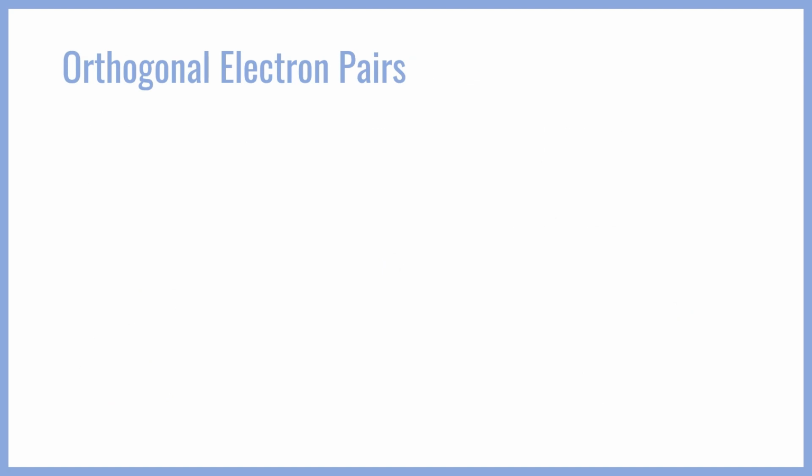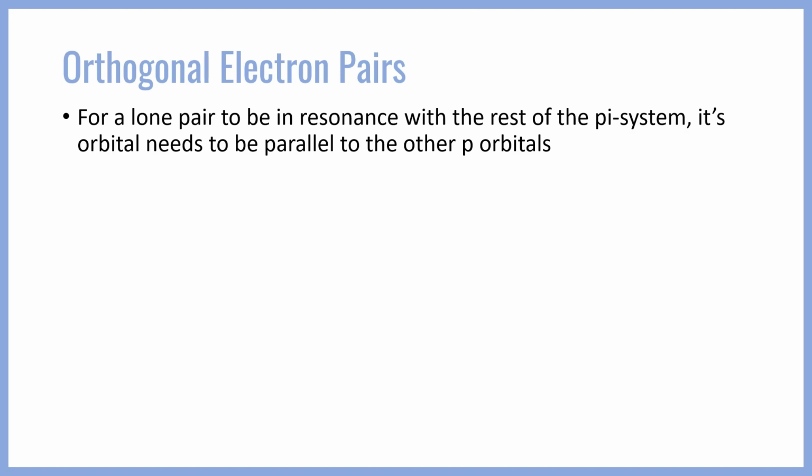Last but certainly not least, I want to go ahead and talk about what are known as orthogonal electron pairs. So for a lone pair to be in resonance with the rest of the adjacent pi system, it needs to be in a p orbital that is parallel to the other p orbitals. However, when we looked at the molecule furan, which looks like this, right, we said that only one of those lone pairs is actually going to be delocalized into the other bonds. The other one is not.